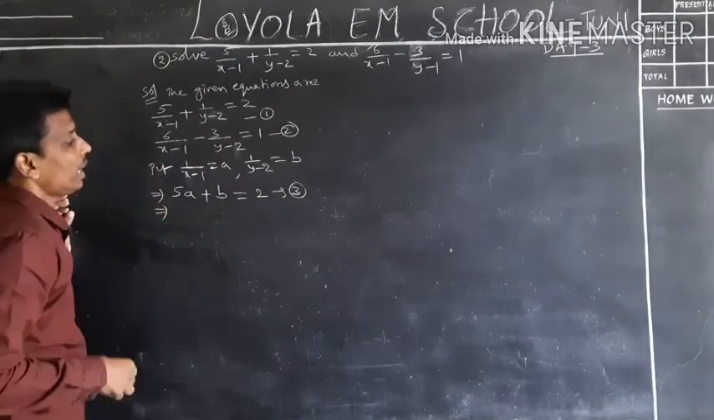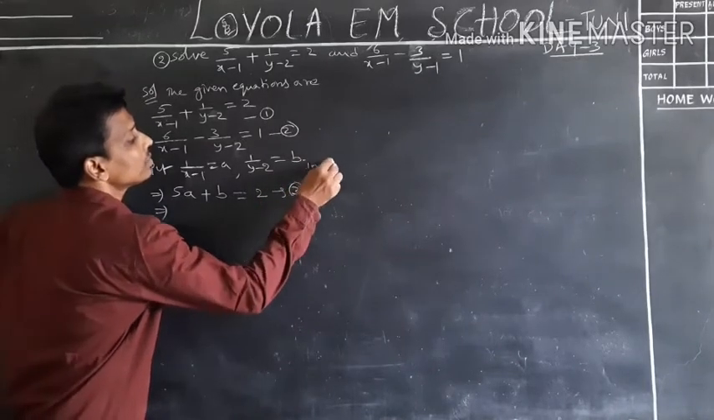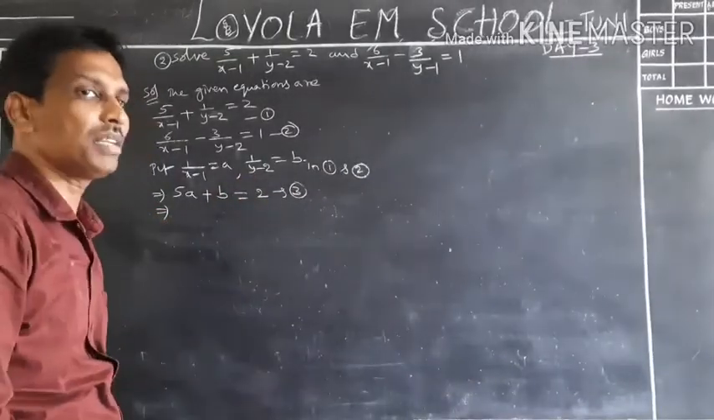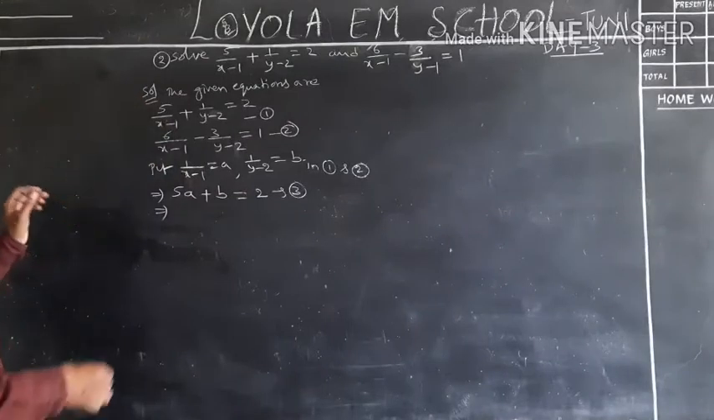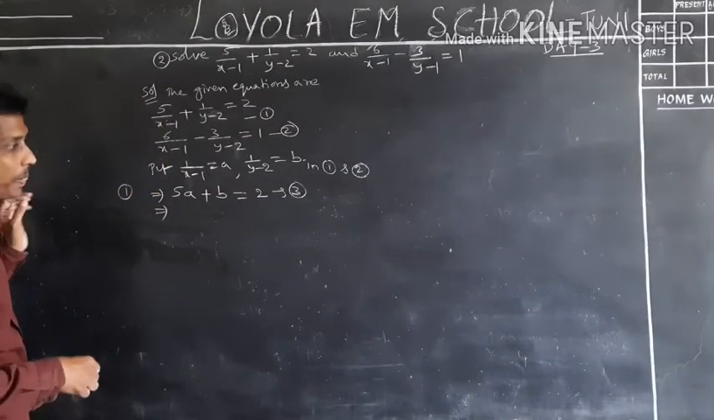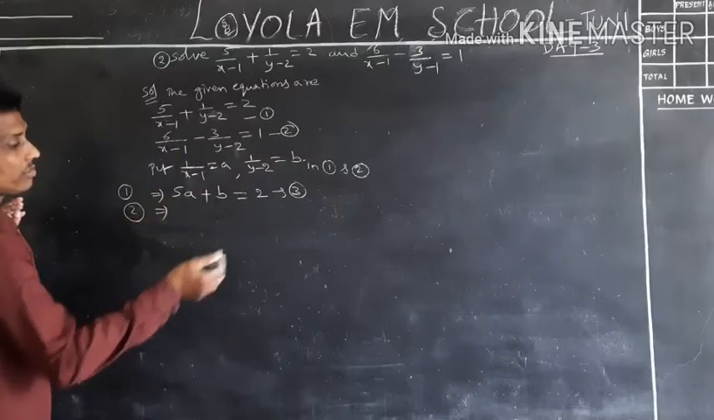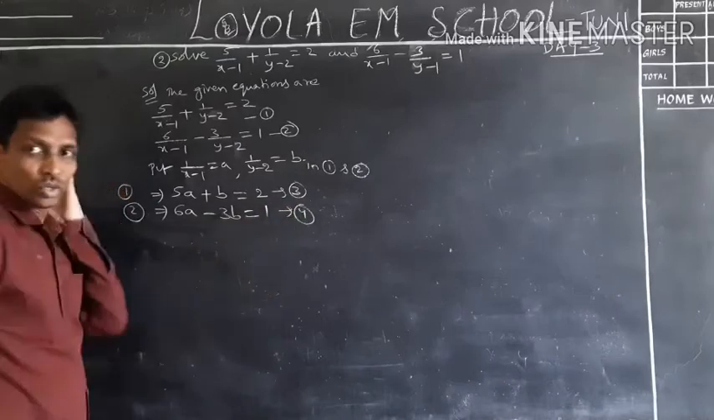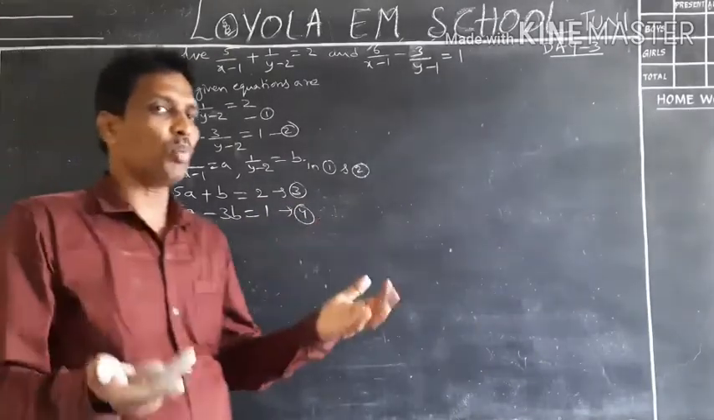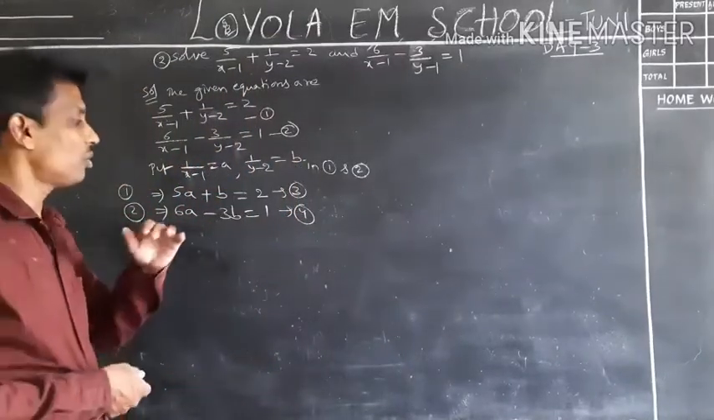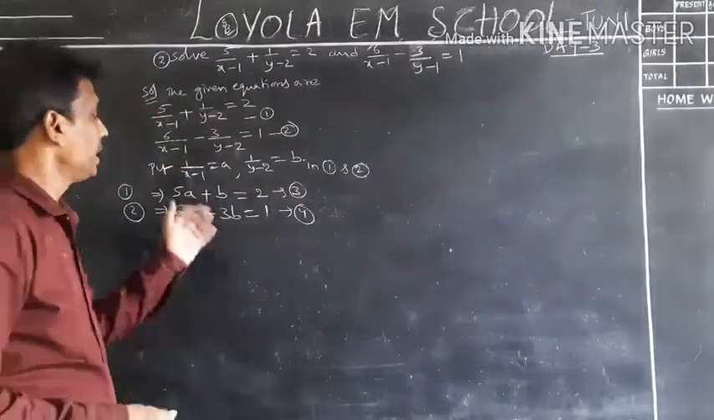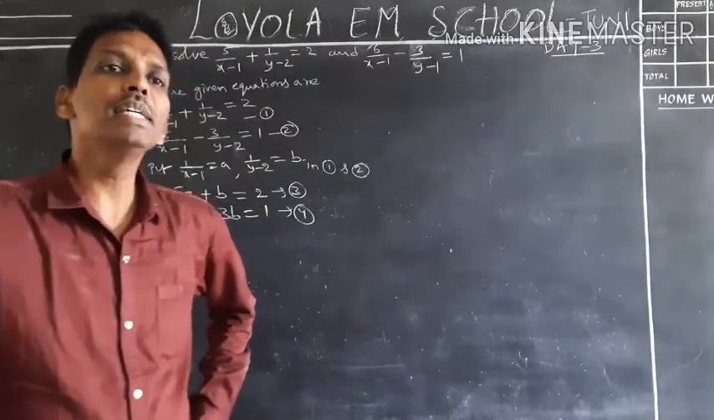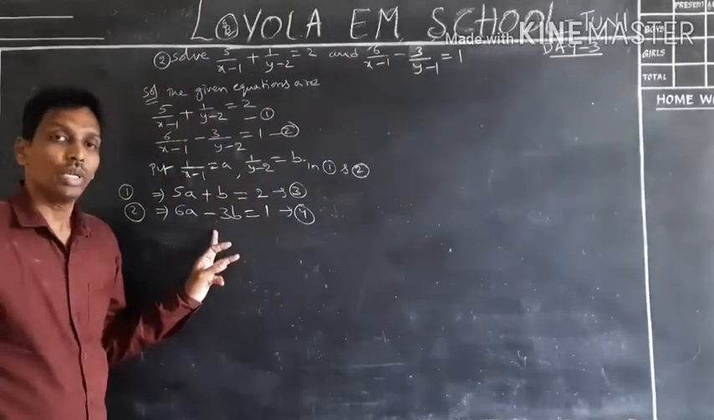So these values we have to substitute in the first equation and second equation. Now the first equation can be converted as like this. The second equation can be converted as like this: 6a minus 3b equal to 1, that will be the fourth equation. So like the above problem, root x, root y values, how did we convert them in terms of a and b? Here also 1 by x minus 1, 1 by y minus 2 denominators are there for the two given equations. These equations we have converted in terms of a and b variables.